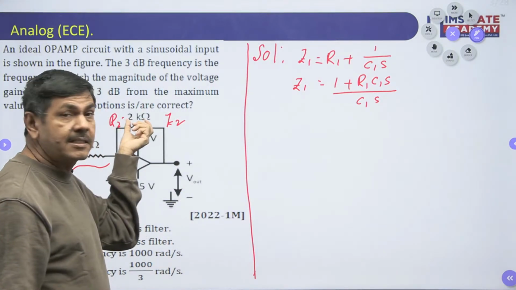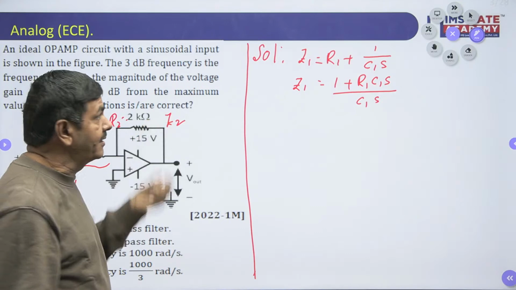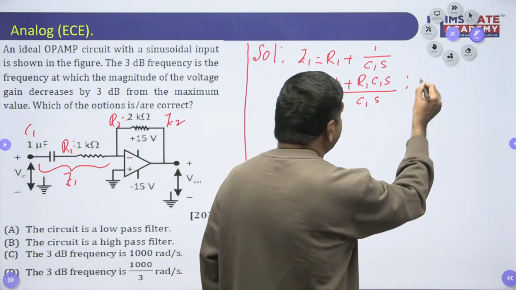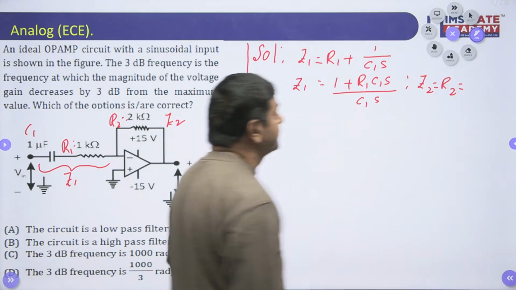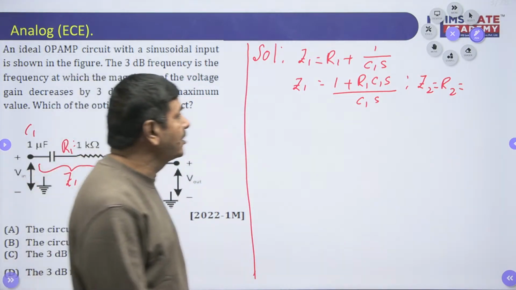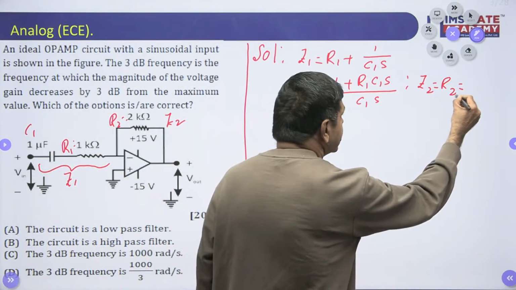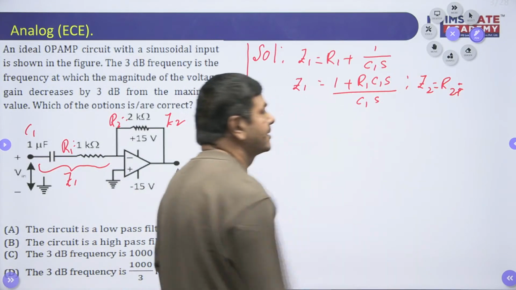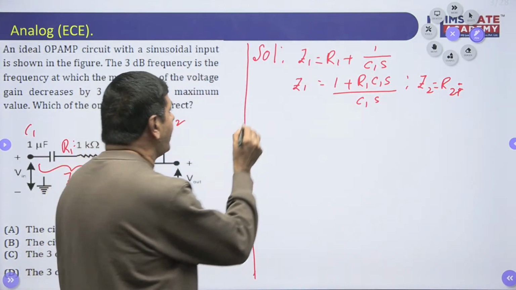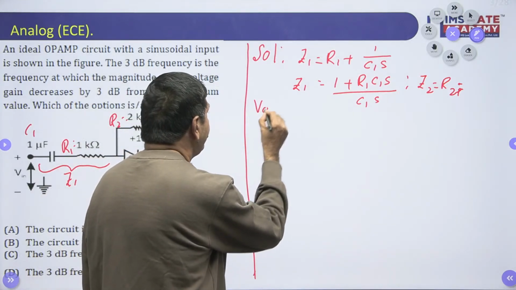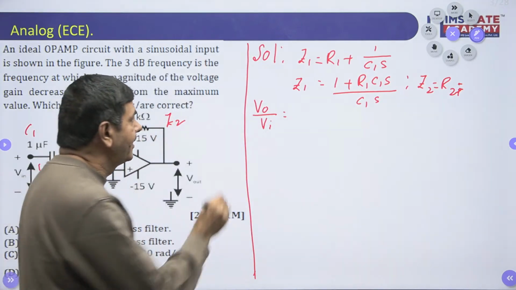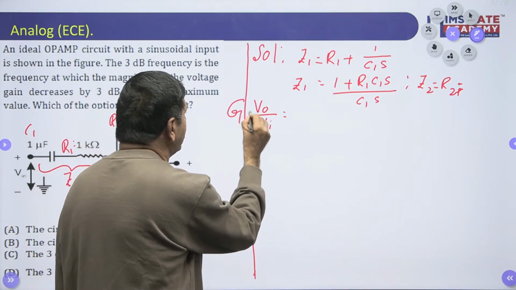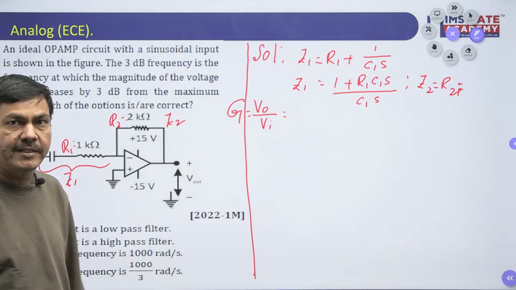For Z2, only a resistor is here, so Z2 is nothing but R2 only. I can put Z2 equal to R2 only. But I'm in need of the gain, V0 by Vi. That is the gain. I can take this as G also, no problem. G equals V0 by Vi.